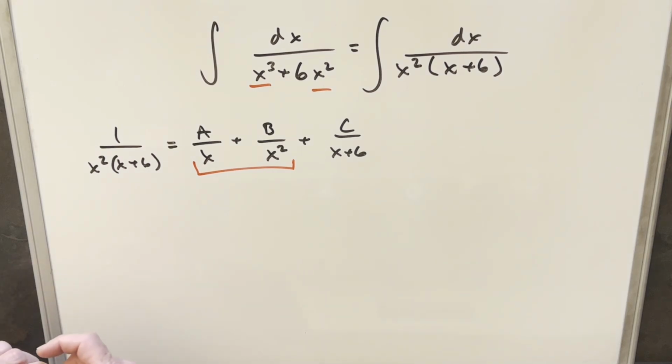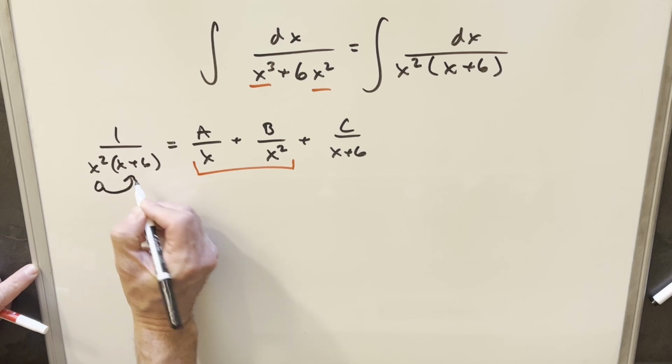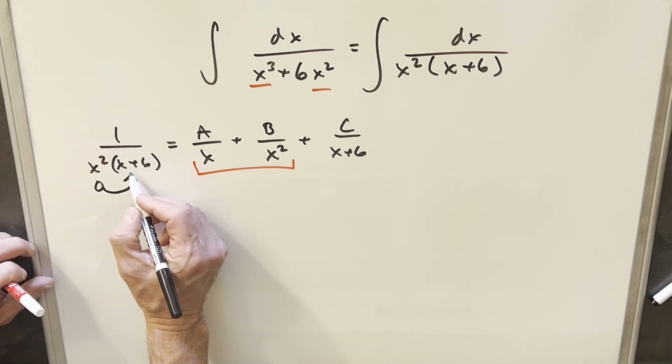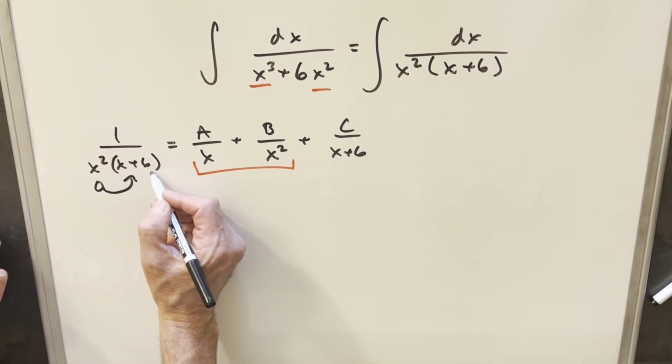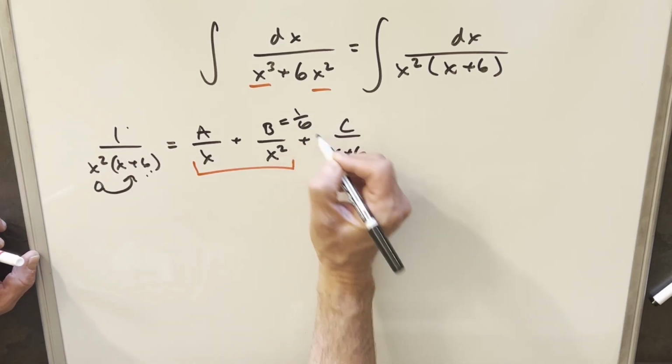And then from here, I can use the cover-up method to get some of my terms. Plug a 0 into the x squared term. We can just plug it in here. Cover up the x squared. When we plug this in, we're going to have 0 plus 6, which is going to be 6. 1 over 6 is going to give me, for my b term, 1 over 6.